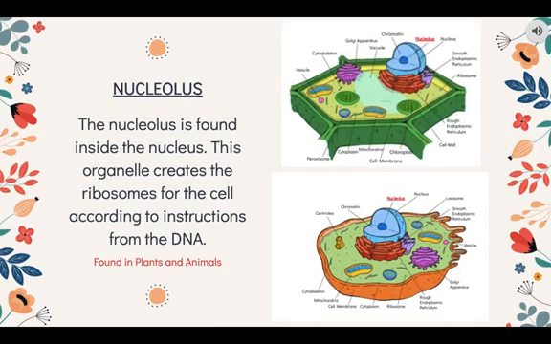The nucleolus is the darker region that is found inside the nucleus. The organelle creates another type of organelle called the ribosomes for the cell according to the instructions from the DNA. As you can see on the right, it is also found in plant and animal cells.